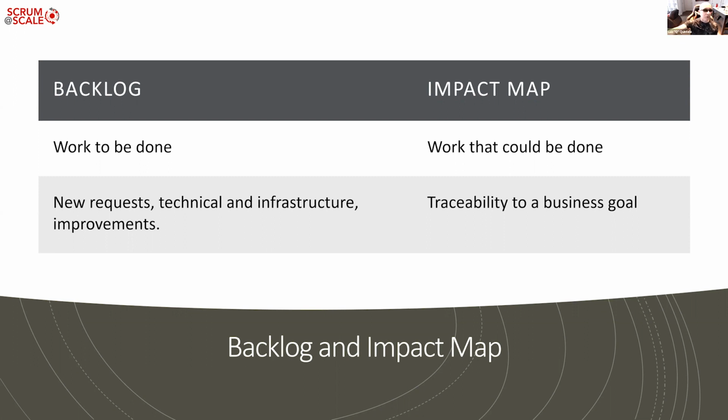Now, the impact map also has this traceability thing, because you can go from a backlog item into a business goal. Remember, you have goals, actors, impacts, and deliverables. And the deliverables break up into backlog items. So you must at any time map a backlog item to a goal. Otherwise, I question if it should be in the backlog.